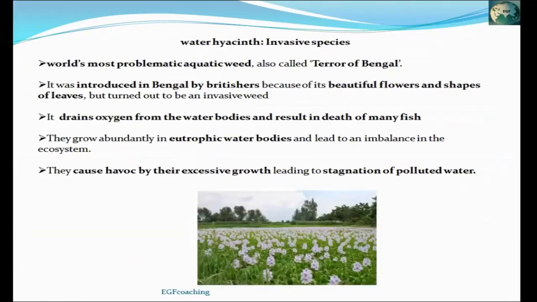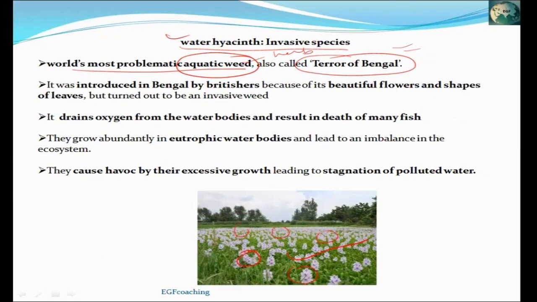A very important invasive species is water hyacinth. This is water hyacinth, the world's most problematic aquatic weed. Weed means herb. It is also known as the terror of Bengal. Actually, the Britishers had brought this to India because its flowers are very beautiful. So the Britishers thought they would grow it in India. They planted only some of it, but it spread completely in that area. That's why it is called the terror of Bengal, because it has replaced many species of Bengal.